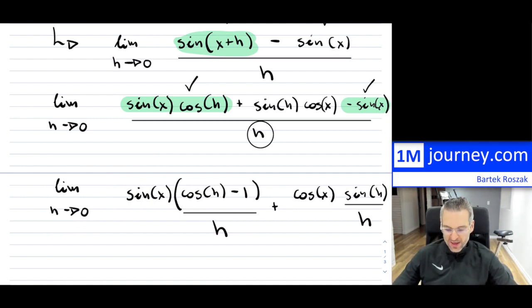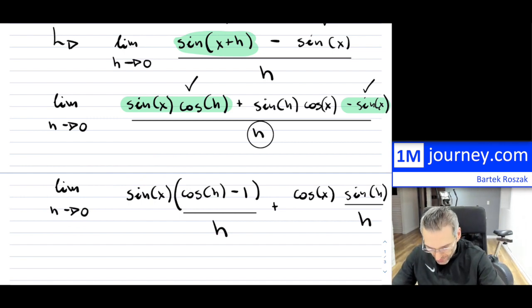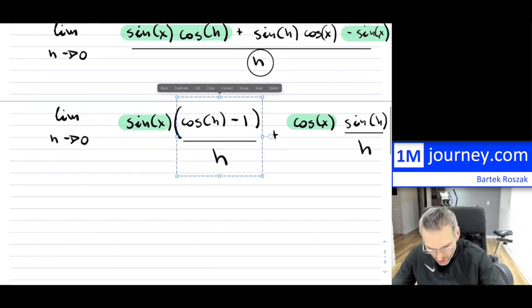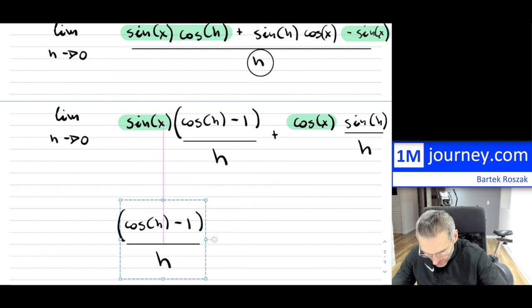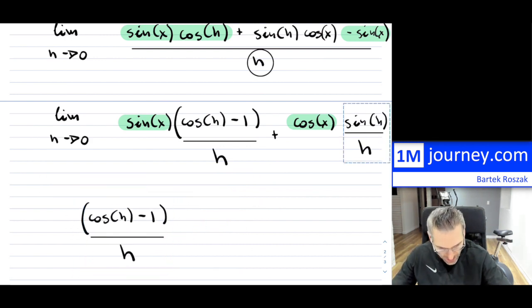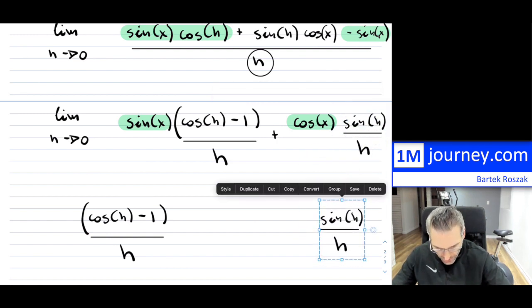And now what I want to be able to do, notice that this doesn't have an h and this doesn't have an h. So I've really just grouped this right here together. And I'm going to duplicate this. I'm going to put it on the side here. And with the other term, I have this term. I'm going to duplicate it and put it over here.